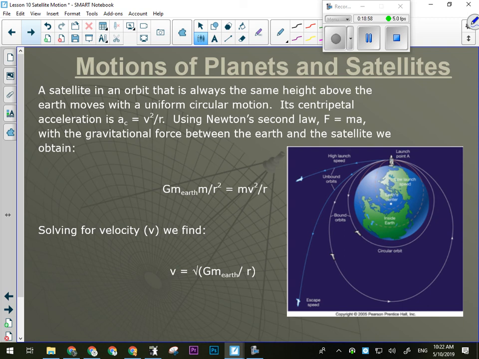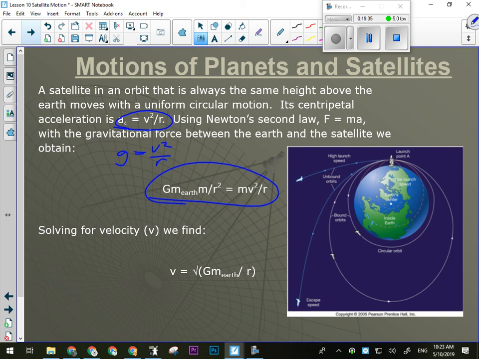A satellite in orbit is always the same height above the Earth. It's always falling, but never getting closer to the Earth. Its centripetal acceleration is, like we said here, a_c equals v squared over r. That a would be whatever little g is at this radius, so that determines how fast it needs to go. Essentially we end up with the formula we just talked about: big G times the mass of the orbited body times the mass of the orbiting body over r squared equals m v squared over r. Obviously the mass of the satellite cancels in that case.